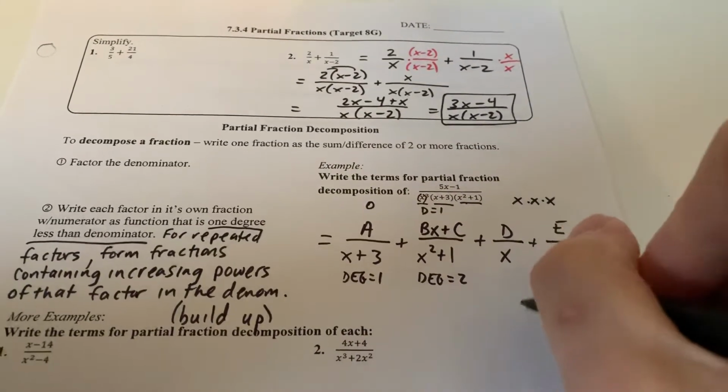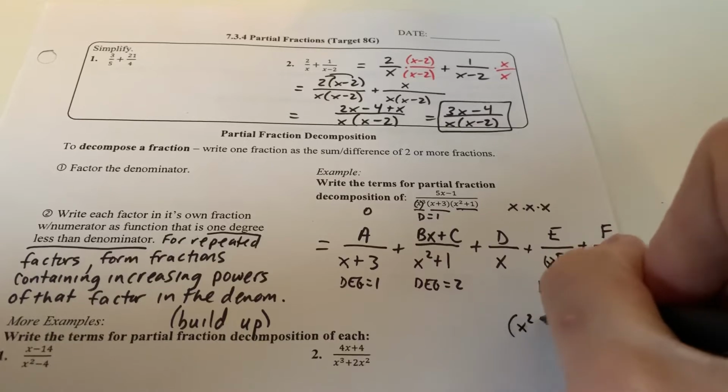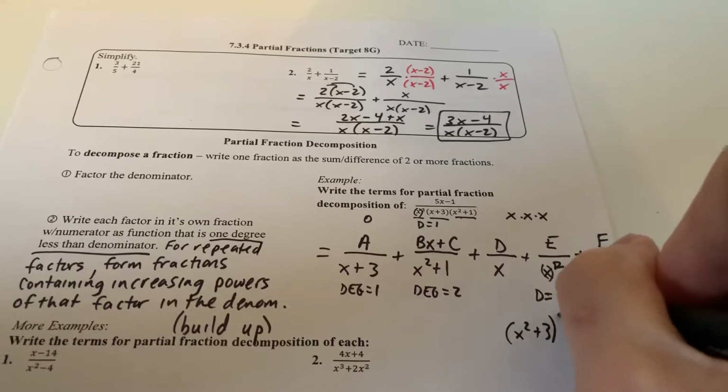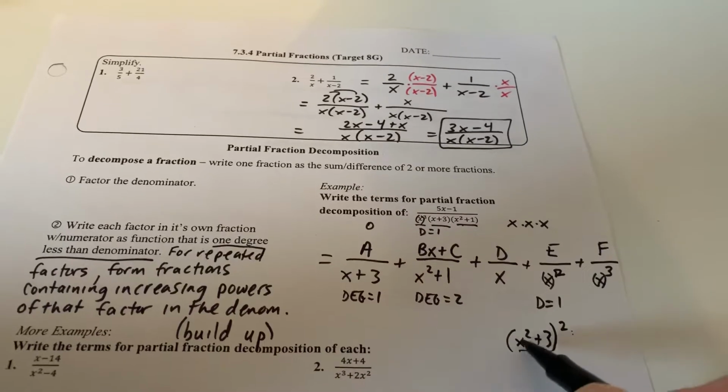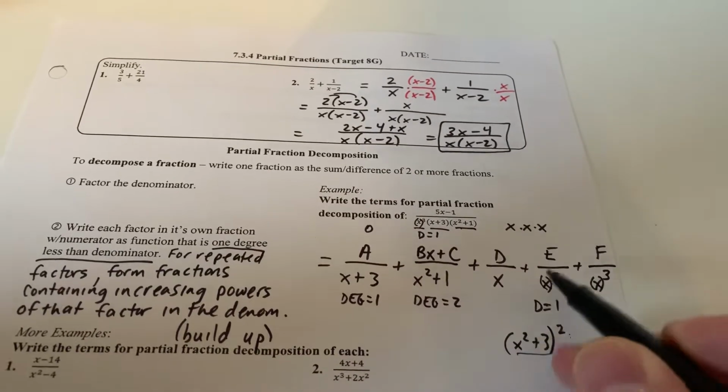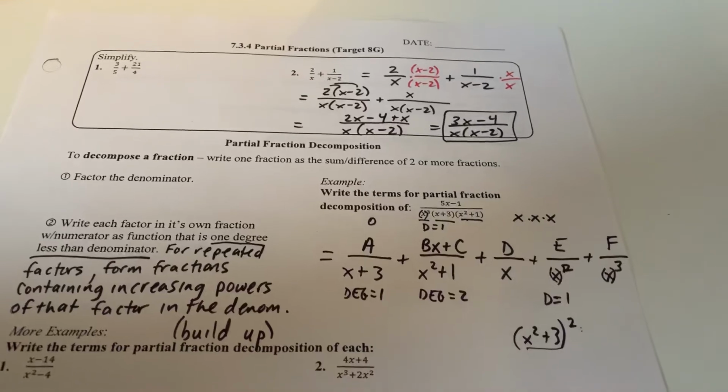If we had had something like x squared plus 3, and we were building up and raising that quantity to a different power, now the inside has a degree of 2, so I would have to put a degree of 1 on the top.